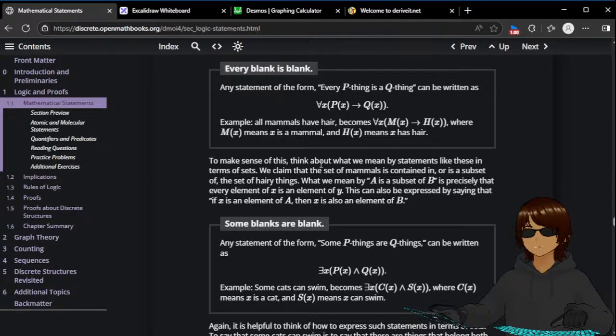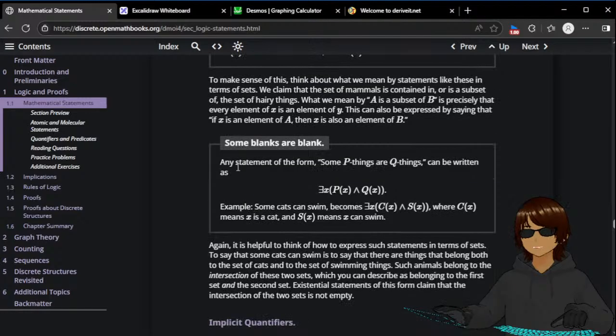Think about what we mean by statements like these in terms of sets. We claim that the set of mammals is contained in, or is a subset of, the set of hairy things. What we mean by A is a subset of B is precisely that every element of A is an element of B.